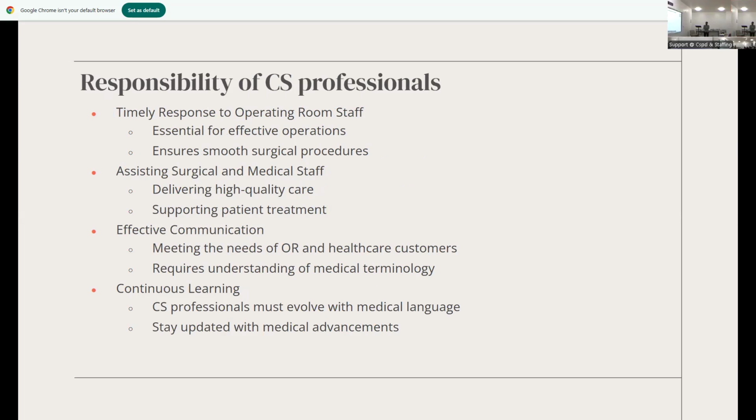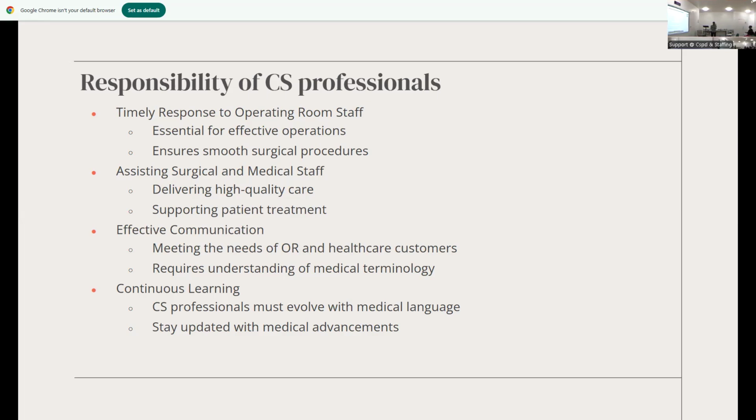Responsibilities as a service tech. Timely response to operating room staff, and that is essential for effective operations, ensures smooth surgical procedure. Your responsibility, assisting surgical and medical staff by delivering high quality care, supporting patient treatment. When you support the surgical team, you will help by delivering quality care.